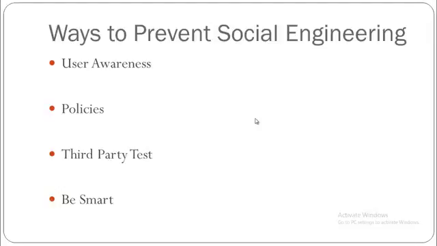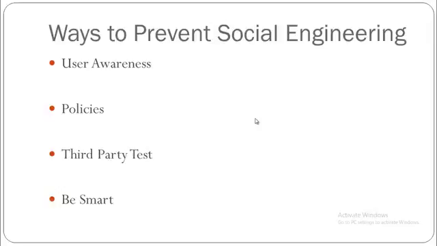After that, we have policies. Employees should not be allowed to divulge private information. This will prevent employees from being socially pressured or tricked into giving out some random information that can prove hazardous to the company. And lastly would be the third party test.